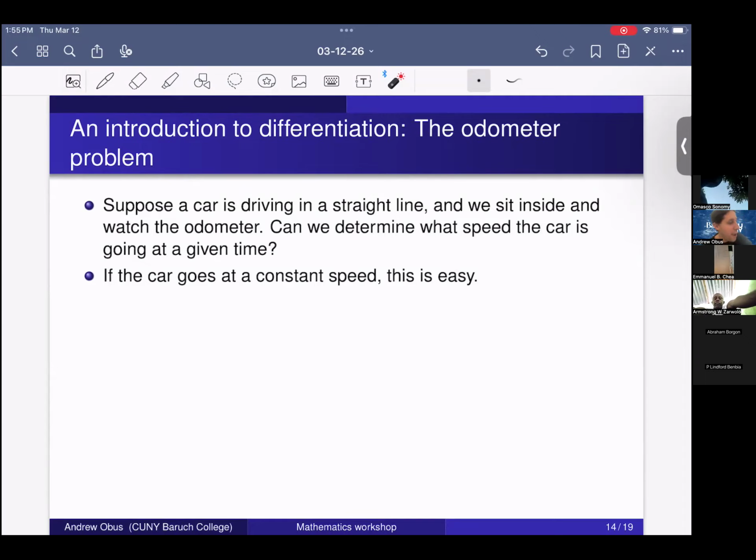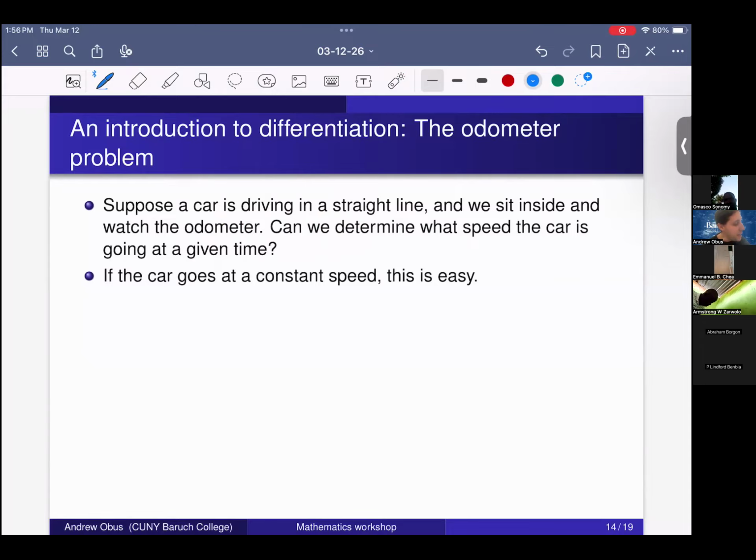The way I like to call these things, I call them the odometer problem and the speedometer problem. If a car is driving in a straight line and we sit inside and watch the odometer, can we determine what speed the car is going at a given time? We're not watching the speedometer, right? If we watch the speedometer, we know what the speed of the car is. You just look at the speedometer and it tells you. But all that we're doing is watching the odometer. We're watching how many miles the car has driven.